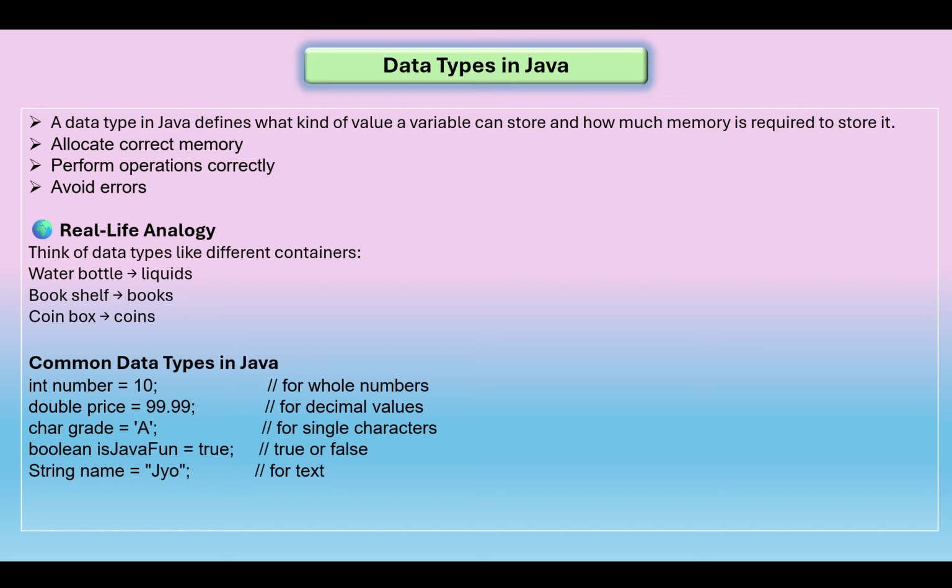So these are the major data types we have in Java: integer, double, character, boolean, and string. Let's go through them one by one and understand.